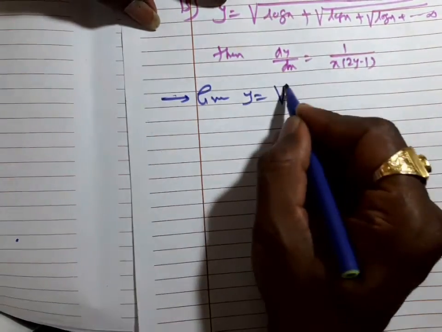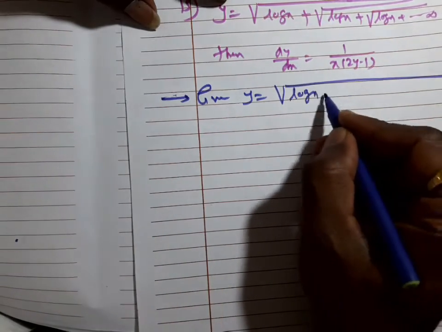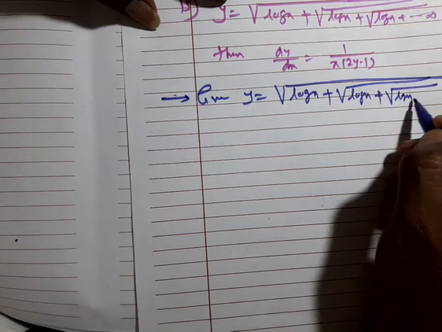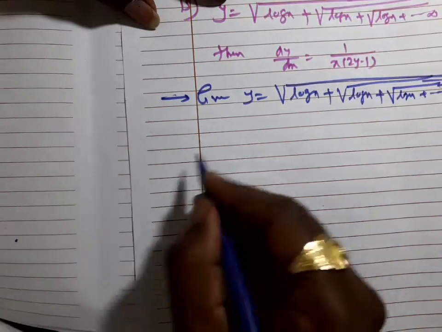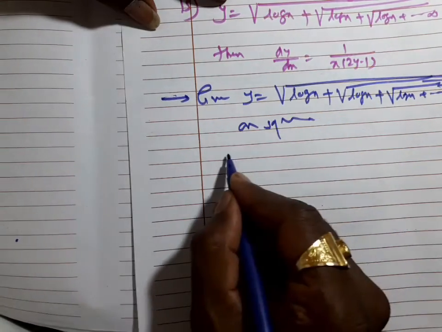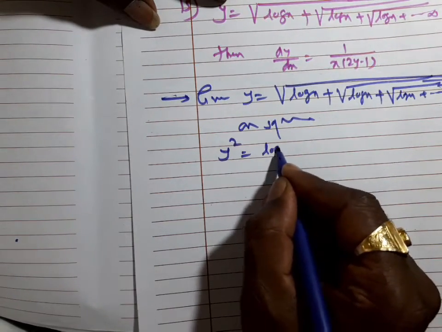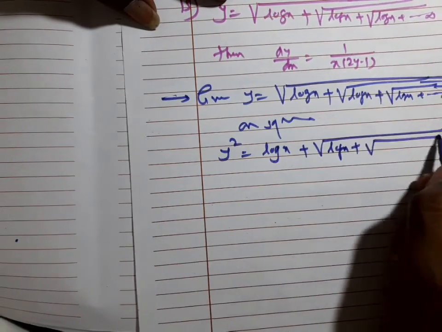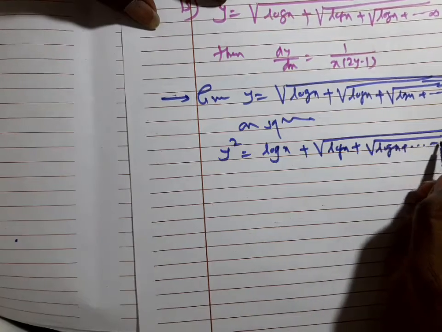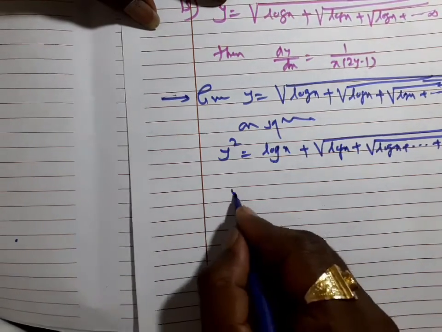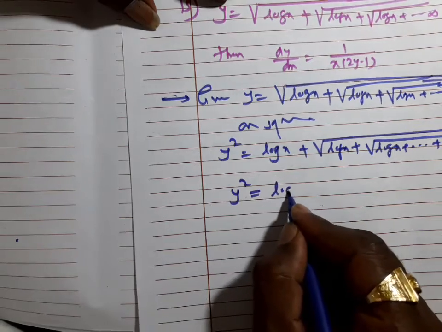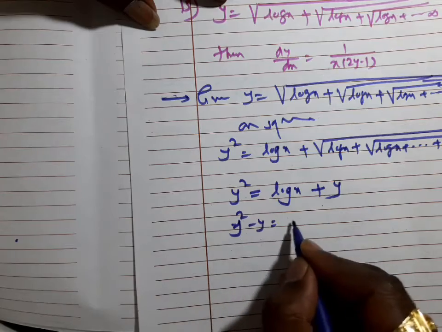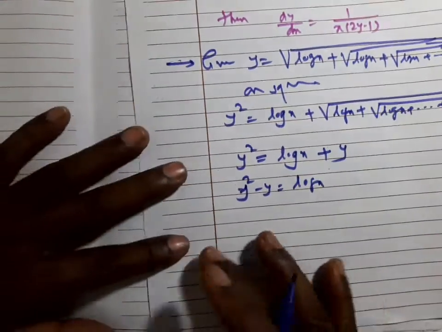Given y is equal to under root log x plus log x plus log x plus infinity. On squaring, it will be y square equals log x plus under root log x plus under root log x plus infinity. And just like the previous example, it will be y. So y square minus y is equal to log x.